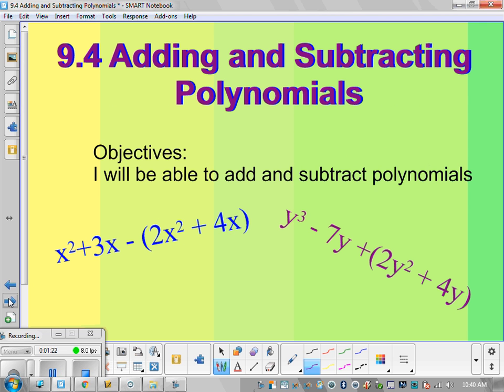Okay, take a moment. The objective is nice and short today. You're going to write, I will be able to add and subtract polynomials. That's it. Take a moment to copy that down, pause if you need to, and move on when you're ready.